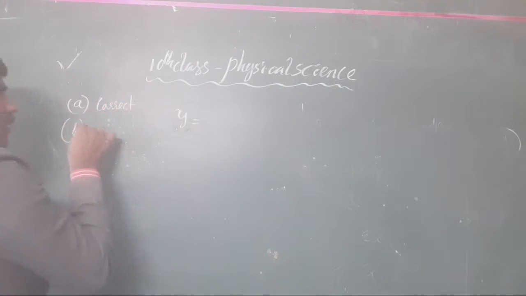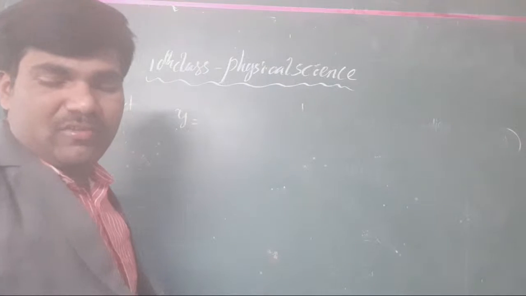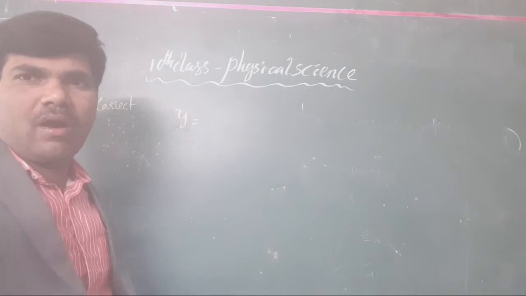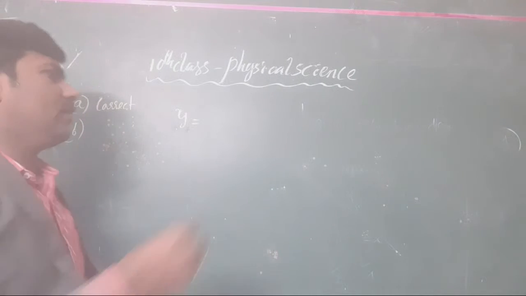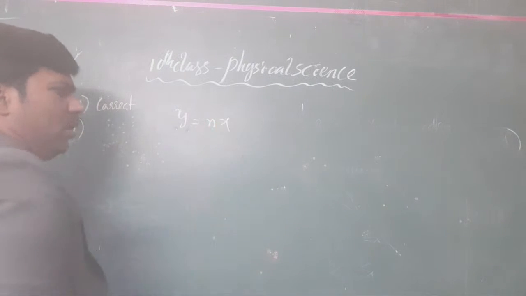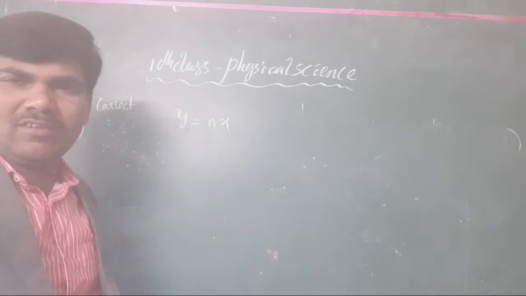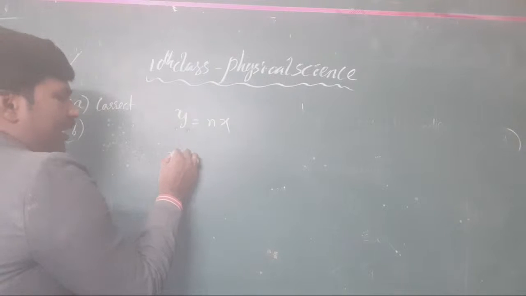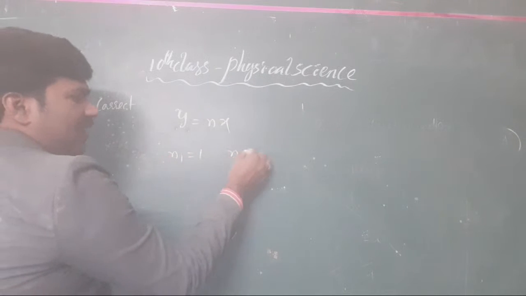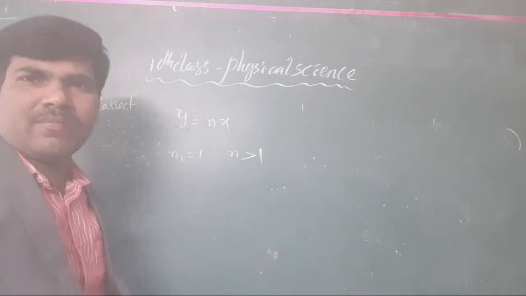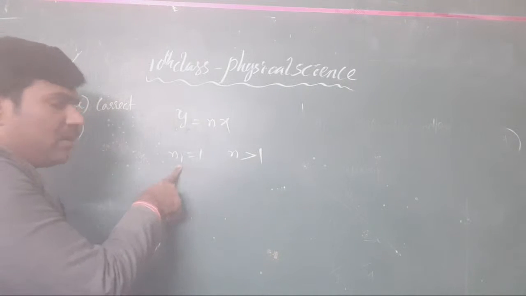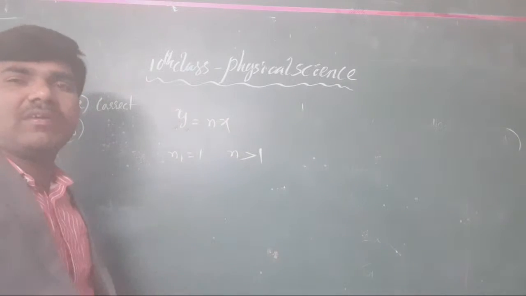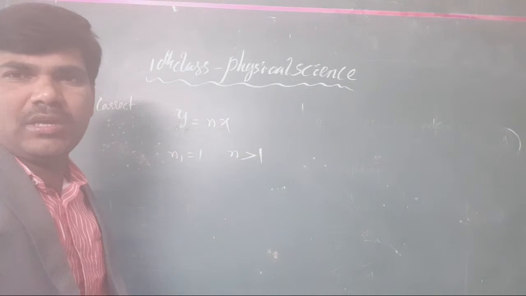But about B, it is not the actual distance, but it is closer or otherwise apart, or away. There y is equal to nx. Y is equal to nx here. You know very well, n1 is equal to 1 and n should be greater than 1 or not? n1 is actually the refractive index of air. It is 1. n is the refractive index of water. Okay, you know very well.